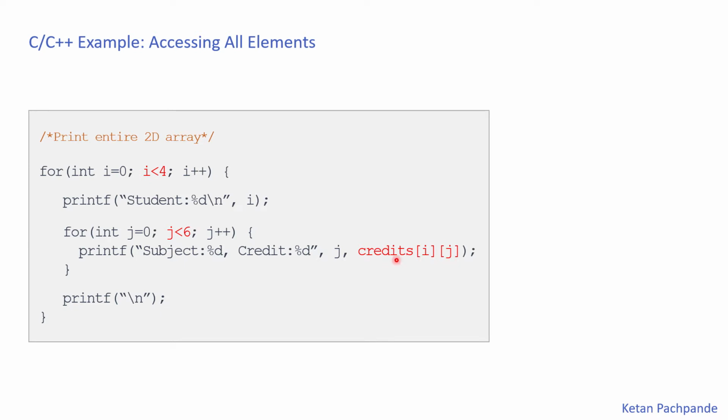Here the credits element uses i and j, both variables, in the first bracket as well as in the second bracket. After the inner for loop, I have written a printf statement with \n that will print my next row on the next line of the console. That's how you can access, or print, all the elements of the 2D array row by row, and within a row column by column.